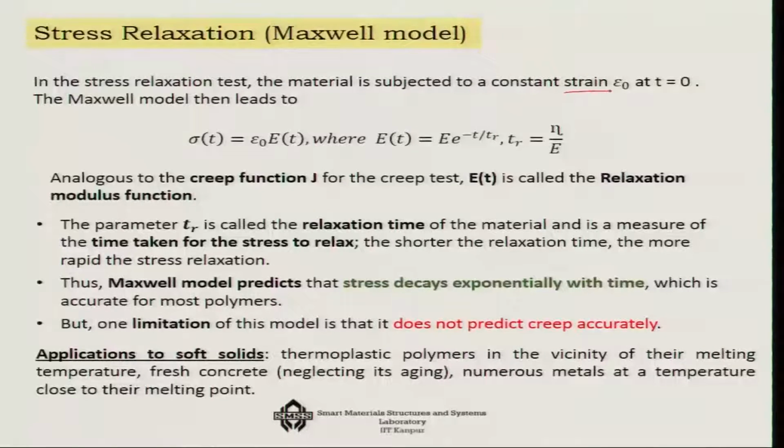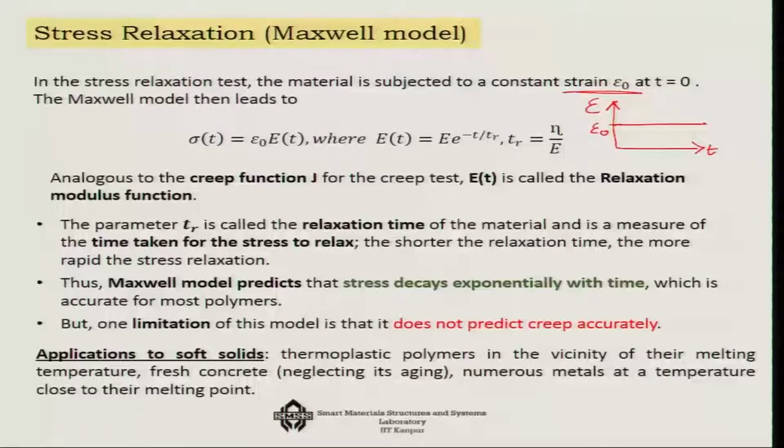a constant strain epsilon 0 at t equals 0, and then we are measuring how the stress is changing. That means, with respect to time, if I plot now not the stress, but the strain. So, you are giving epsilon 0 and you are holding it, and you are trying to measure what is the change of stress in the system.